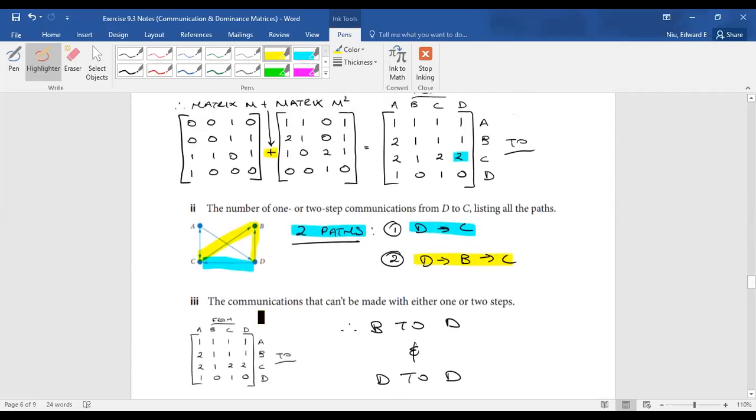Part III says the communications that can't be made with either 1 or 2 steps. This is when we take a look at the zeros. All right, so we can see there's zeros from B to D and from D to D. If you see zeros, we can't connect the two in 1 or 2 steps because, well, this is 1 step, this is 2 step. So there's no 1 or 2 step connections. Right, and that's how we ended up with that stuff there. Okay, I've just copied across this matrix from up top.